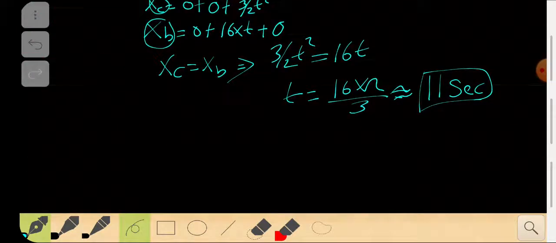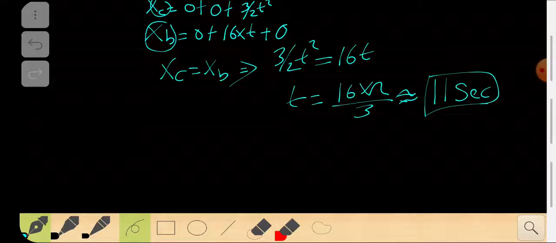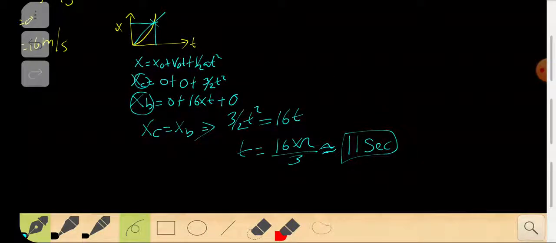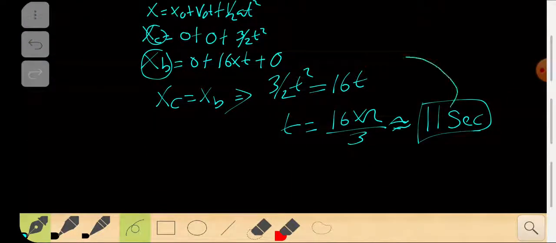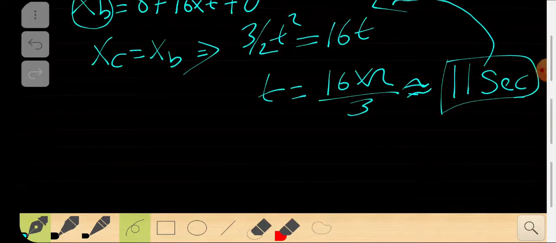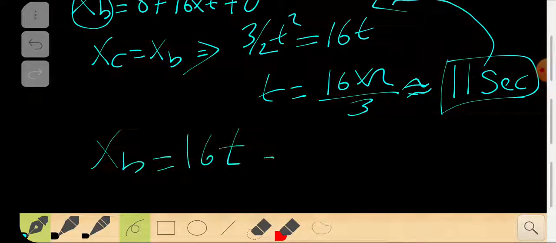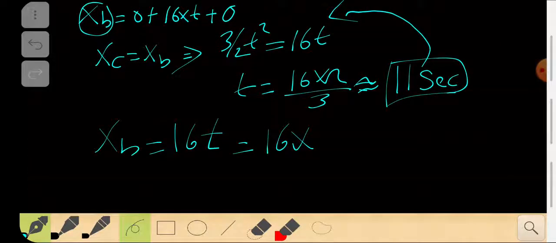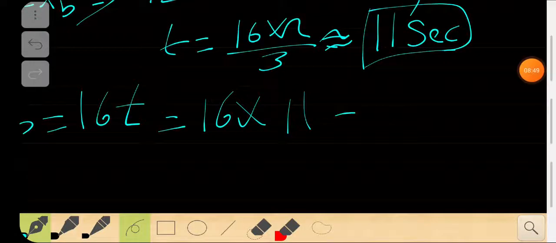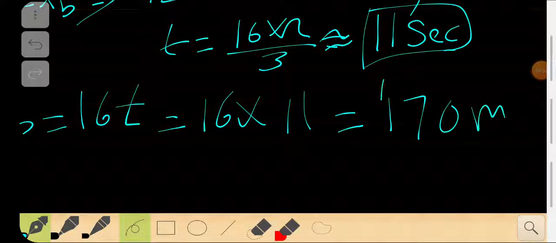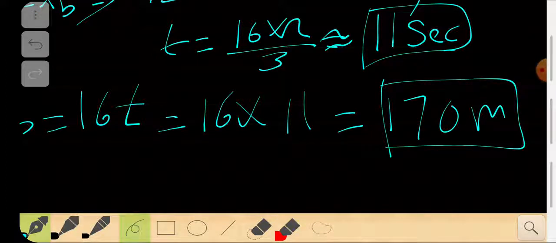So in that time, what will be the distance traveled by the car and the bus in order for the car to overtake the bus? You can just put this back into the equation of the car or the bus, so that you can directly find the displacement, which is the same for xc or xb. I'm taking xb, which is 16 times t, so 16 times 11, which is around 170 or 175 meters or something like that. You can actually calculate it yourself. Anyway, this is the approximate distance it is going to travel, and that's the time taken.